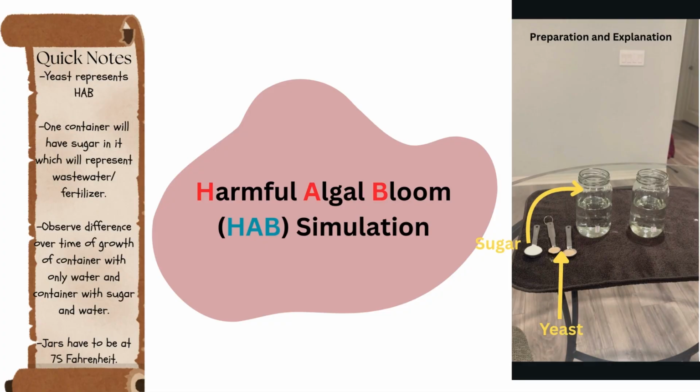I will be doing a harmful algal bloom simulation to show the impact of human activity as well as climate change and further explain the cause of red tide. I'll use yeast to represent the algal blooms and then put them in two jars. However, in one jar I'll add sugar to represent the wastewater and fertilizer. The jars will be placed in a 75-degree Fahrenheit room.